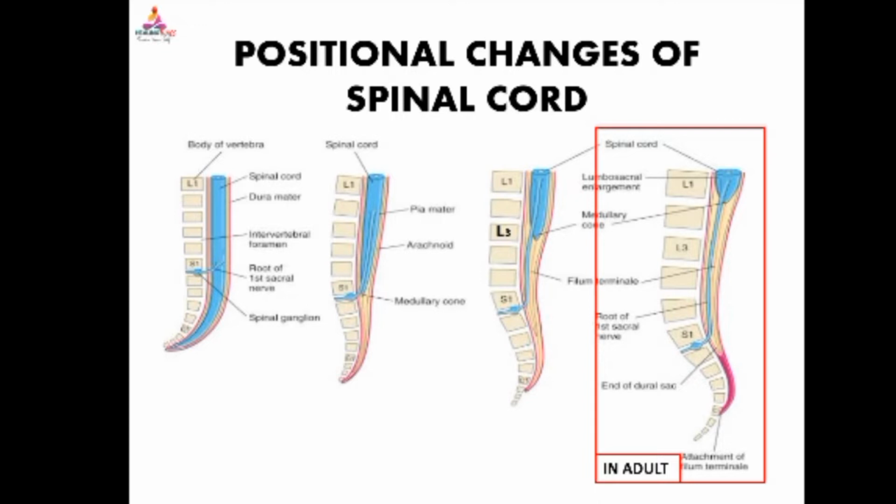The knowledge of these variations in the vertebral level of the lower end of cord is important to avoid injury to the cord while performing lumbar puncture, especially in children.